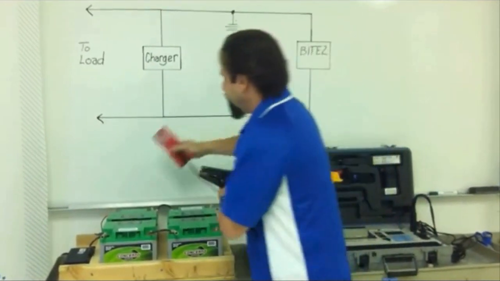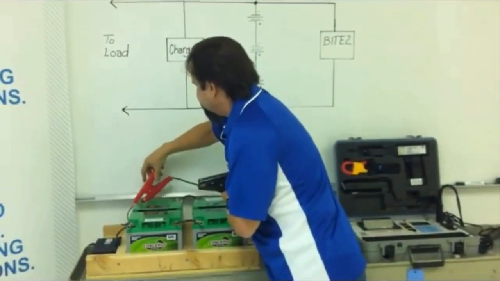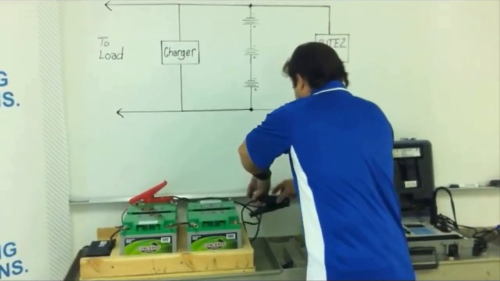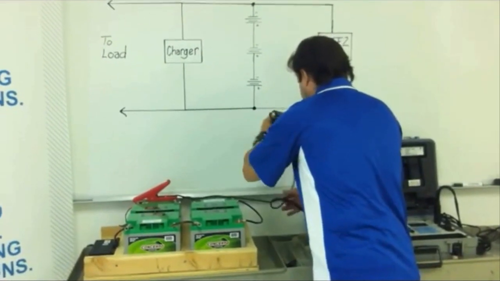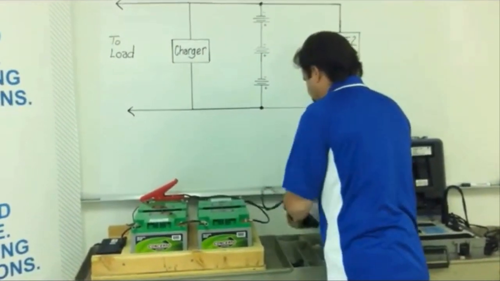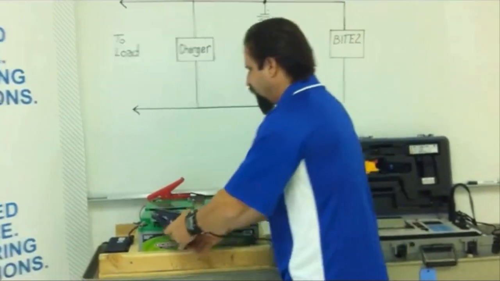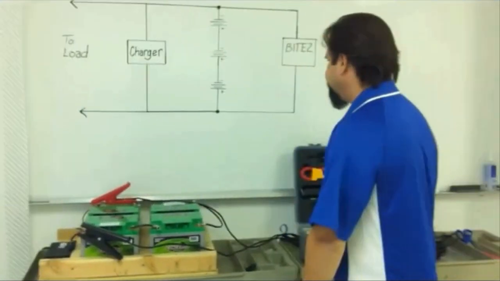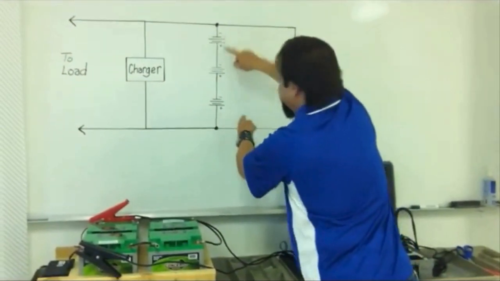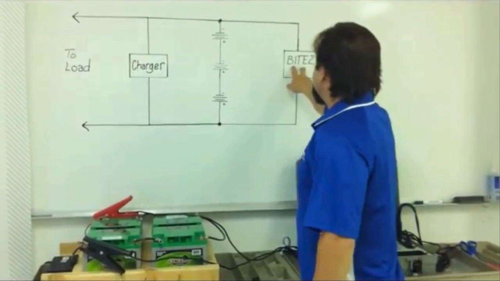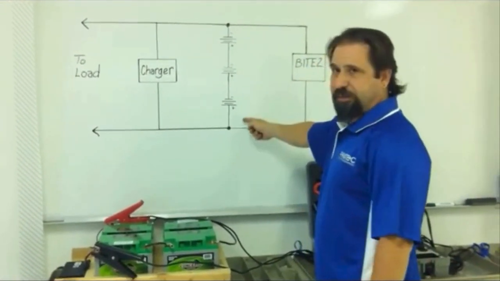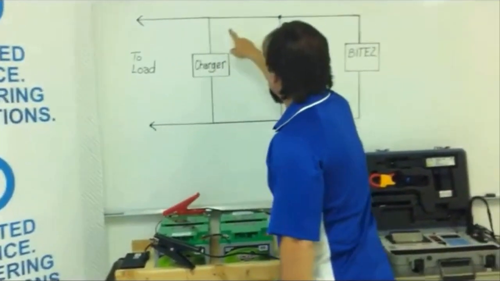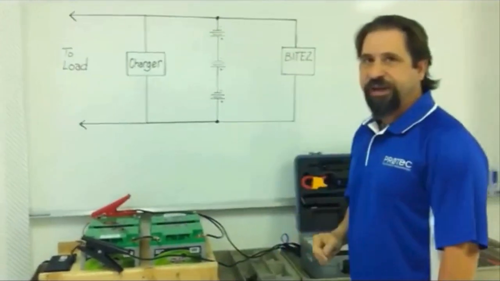So we'll take the red lead, connect it onto the positive post of cell number 1, and then we'll take the black lead and we'll connect it onto the negative post of the terminating or final cell, as shown here. Now notice that the BITE 2P is in parallel across the battery string, and then the battery charger is also in parallel across the battery string.